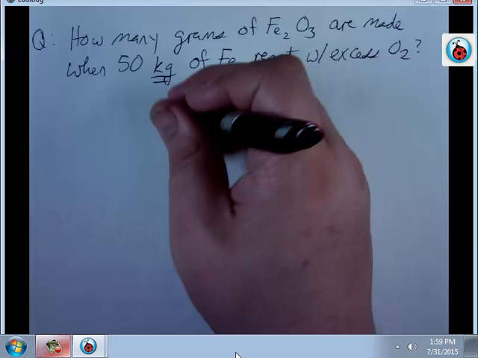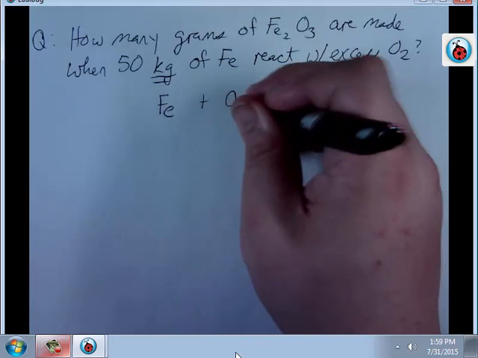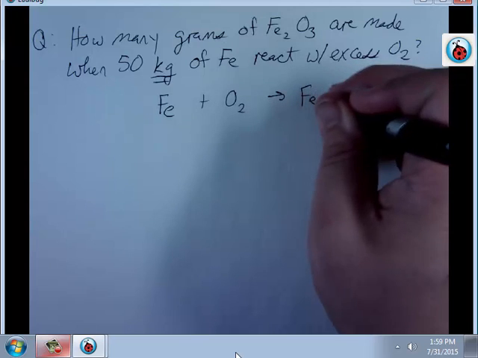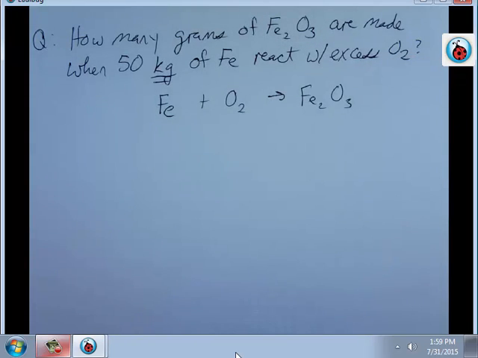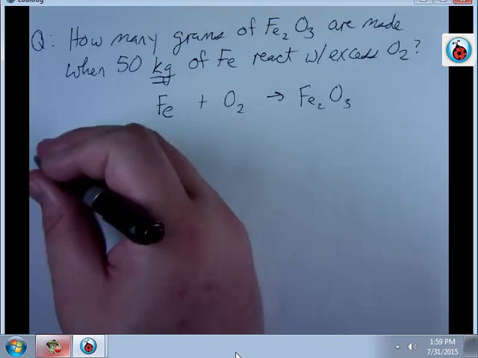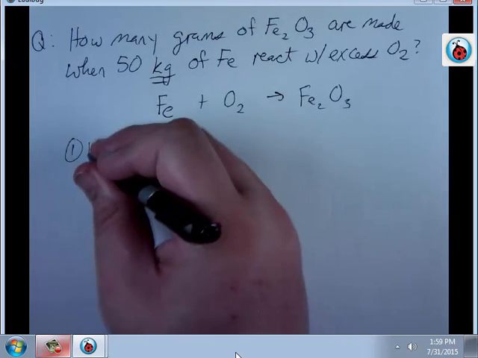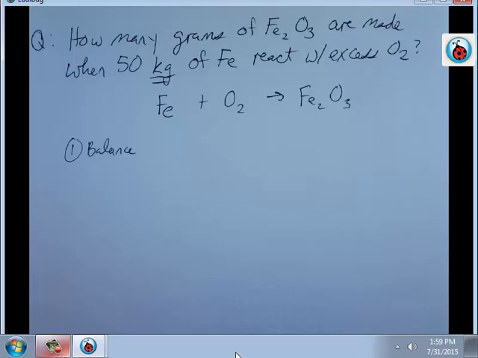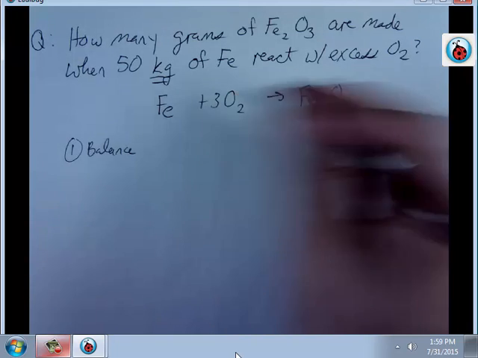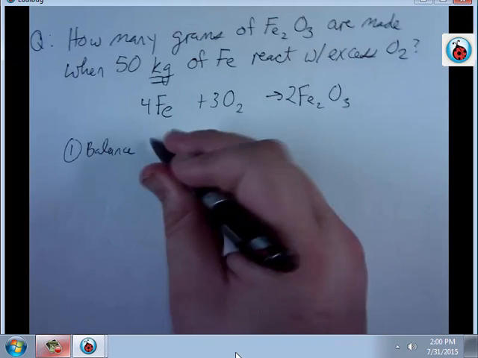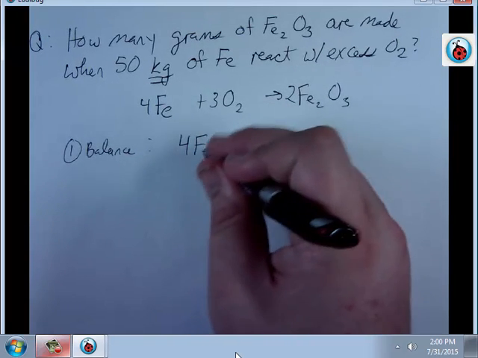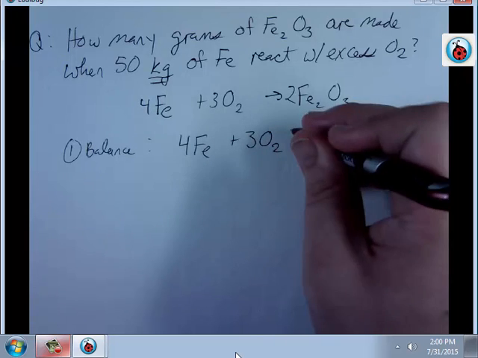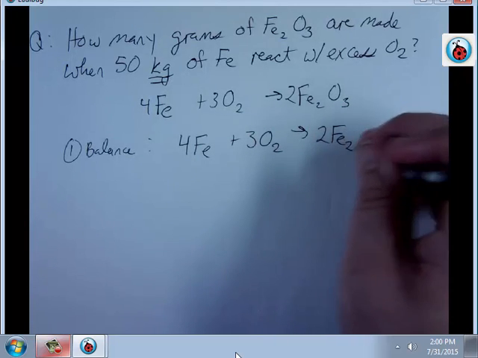Okay, so here's the reaction. Remember, first is the balance reaction. So when I balance this, I'm going to need 3 of these, 2 of these, and 4 of these. So I end up with 4 Fe plus 3 O2 goes to 2 Fe2O3.